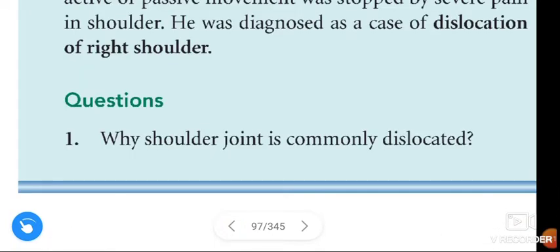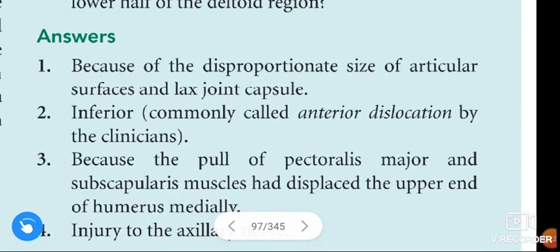Next, coming to the questions and answers related to the dislocation of right shoulder. Why is the shoulder joint commonly dislocated? And the answer is because of the disproportionate size of the articular surfaces and lax joint capsule.